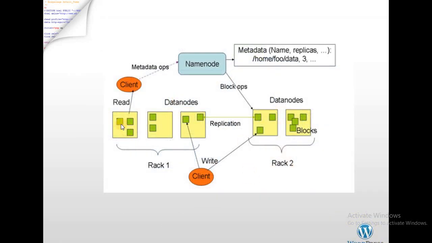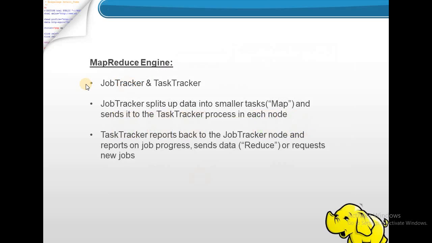The client request will be sent to the name node, and the name node will assign the work to the data nodes. Then the data nodes do the work and send the results back to the name node, and then the client receives the data.